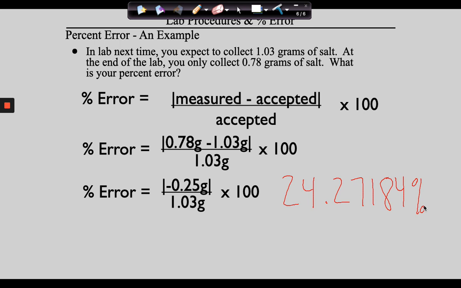But now, guys, we need to round. Notice that I got rid of the negative because of the absolute value bars. But now we need significant digits again. Guys, how many significant digits are in 0.25? Two. Down here, we've got three. That gives us two. And to two significant digits, that's 24%.